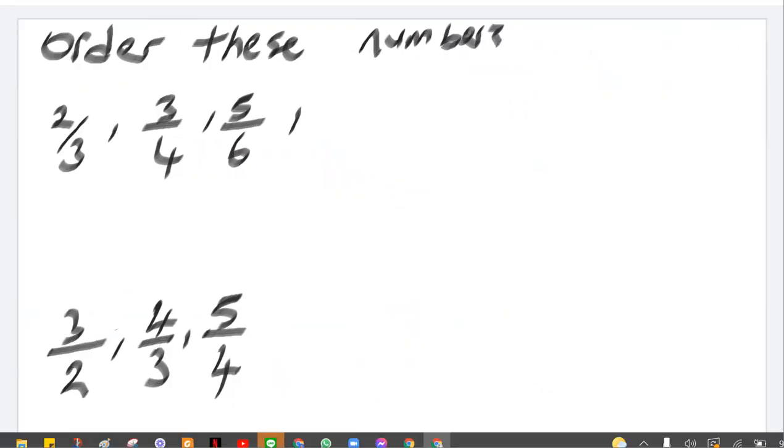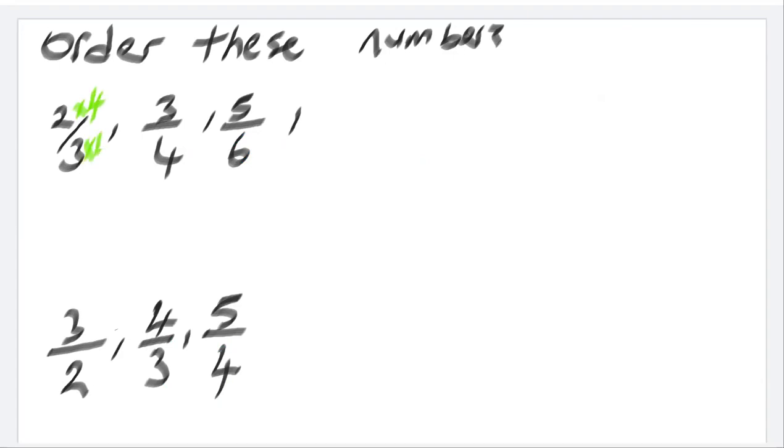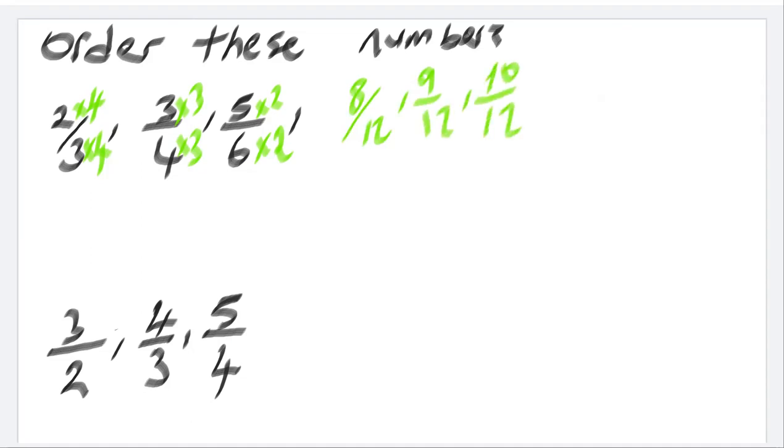any number, no problem. Okay, order these numbers. To order them, you must make either the down parts or the top parts equal. So here making the downs equal is easier. 3, 4, 6. Their common multiple is 12. So we multiply both sides by the right number to make the bottoms equal. So let's write again 8 over 12, 9 over 12, and 10 over 12. So we see that 10 over 12 is bigger than 9 over 12, then bigger than 8 over 12. So it's already in order.